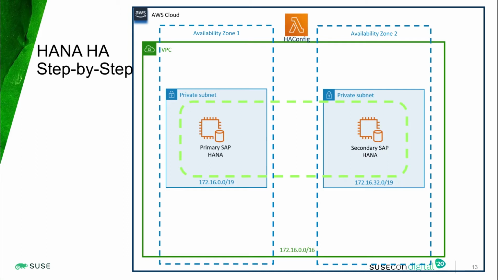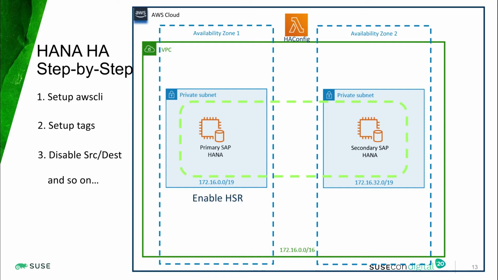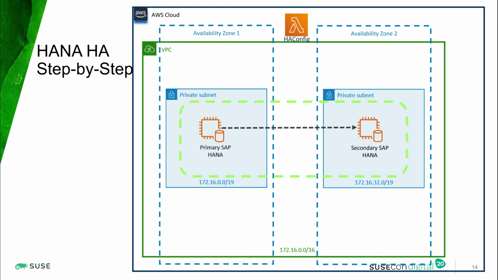Next lambda function is the HA config, which is responsible for setting up AWS CLI, setting up AWS tags, disabling the source and destination check for the cluster instances, enabling the HANA system replication on the primary node, and registering the secondary SAP HANA node with the primary. Here is the SAP HANA system replication direction.